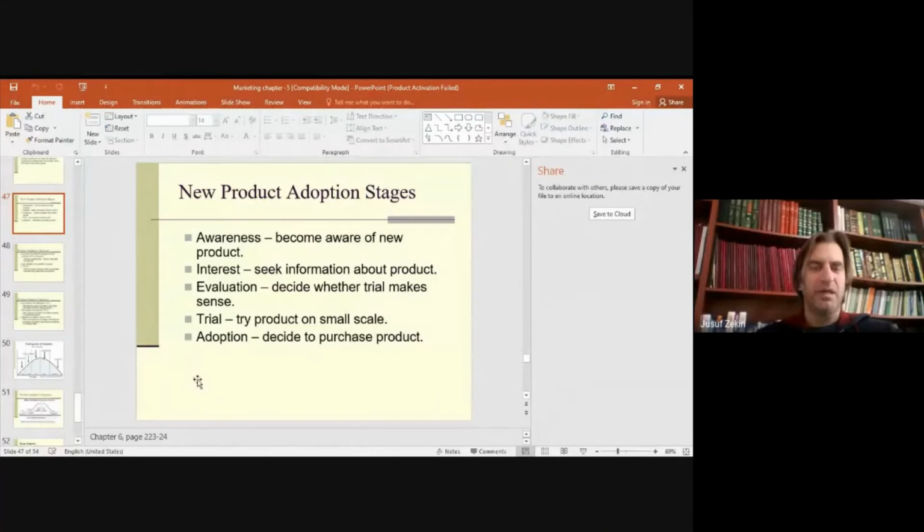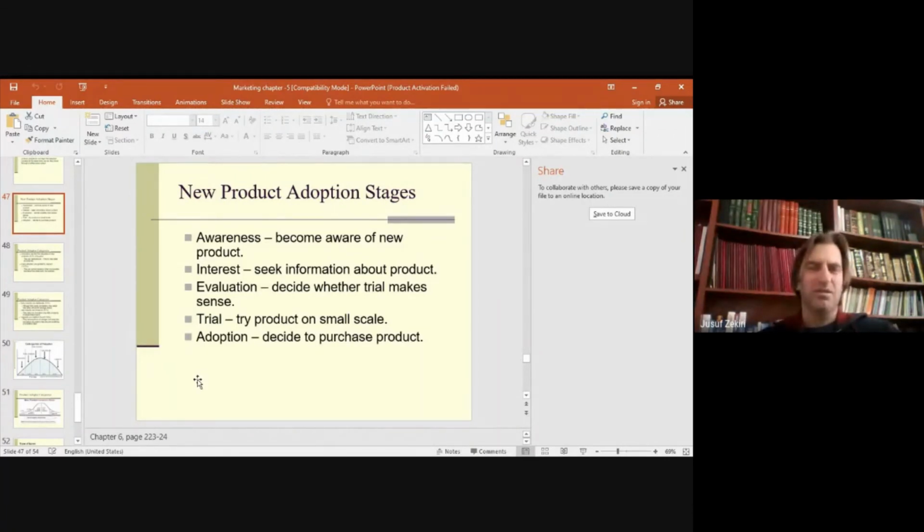Okay, marketers. So here we have the final thoughts, 5 minutes. And so it is about new product adoption stages. So how products are adopted by consumers.